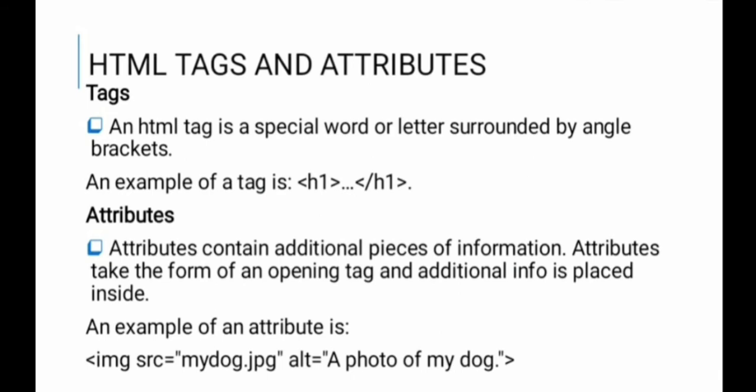Then the next one is attributes. Attributes contain additional pieces of information. Attributes take the form of an opening tag and additional info is placed inside the tag. The img tag is used for adding an image into our HTML document. Here in this tag, the src and alt are the attributes. The src, source attribute, is used for providing the source of the image, and the alt is used for providing the alternative text for the image.